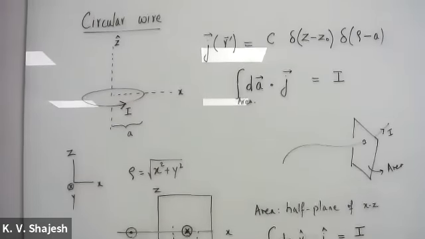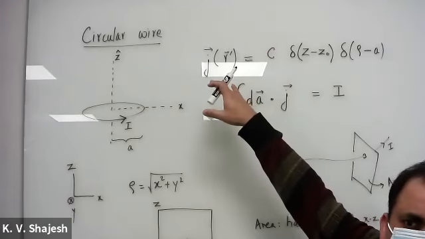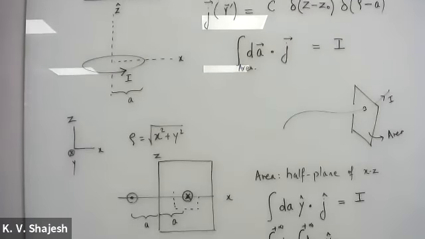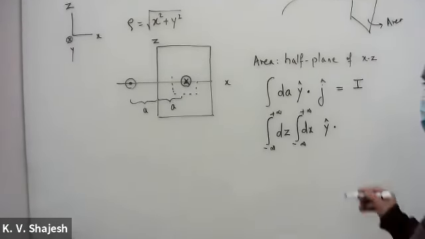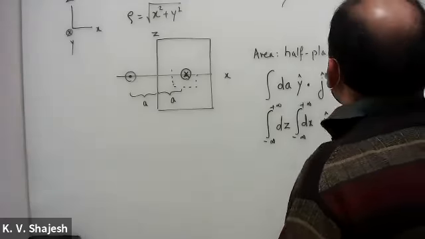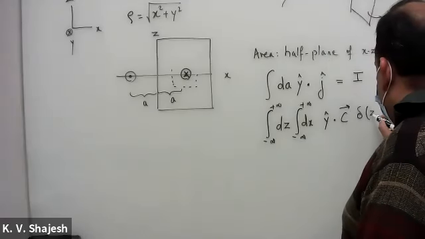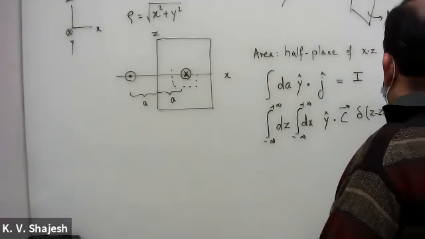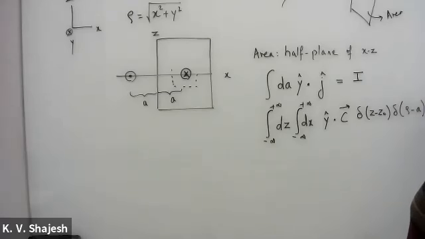If you go back, the c should be a vector, right? Left hand side is a vector, so c should be a vector. So c is a vector there. So this is vector c, and you have delta of z minus z naught times delta of rho minus a times this is equal to I. Does this work? How does this work?